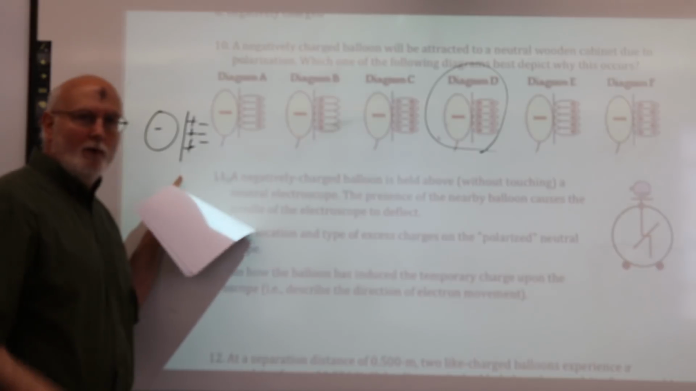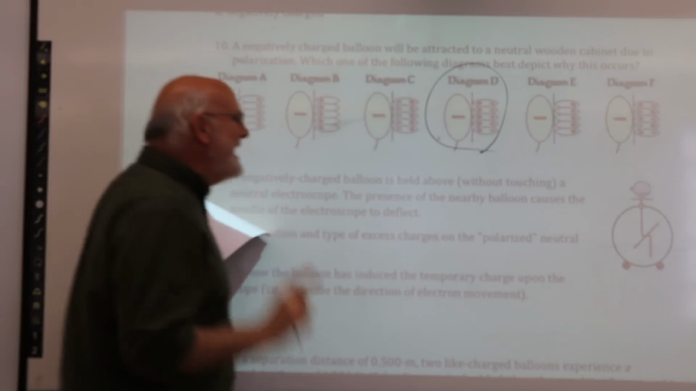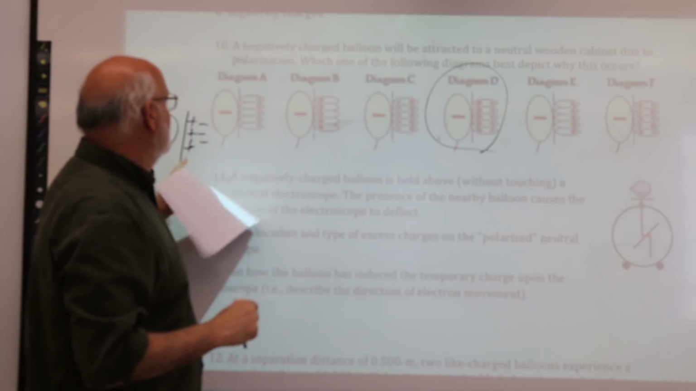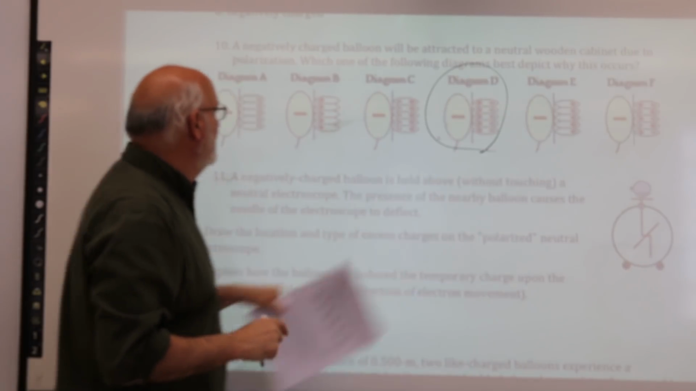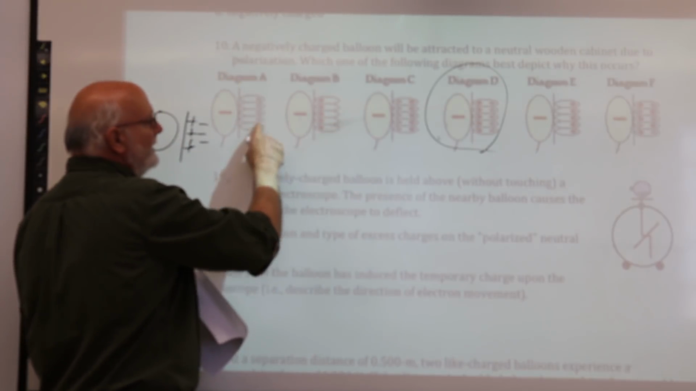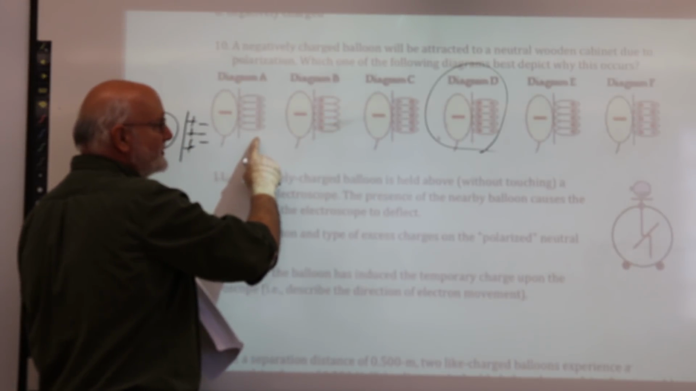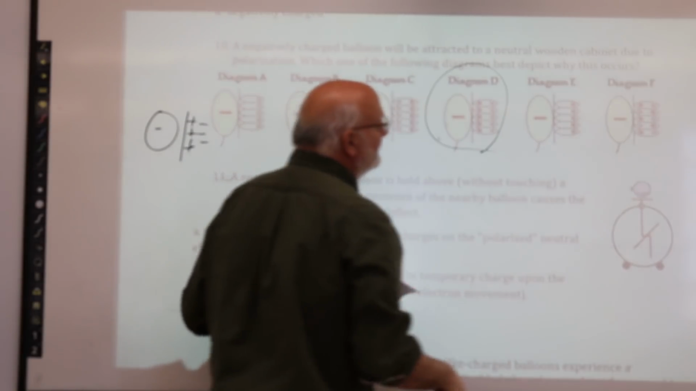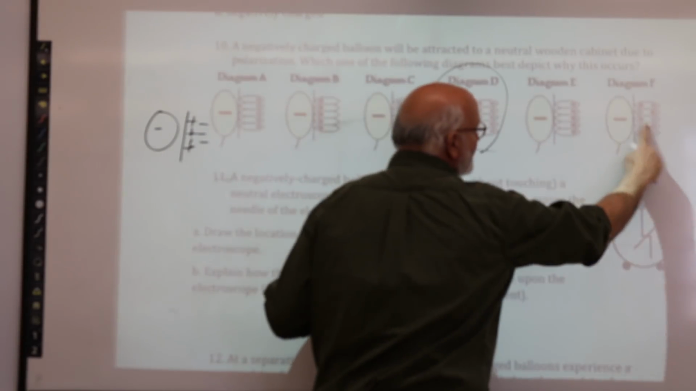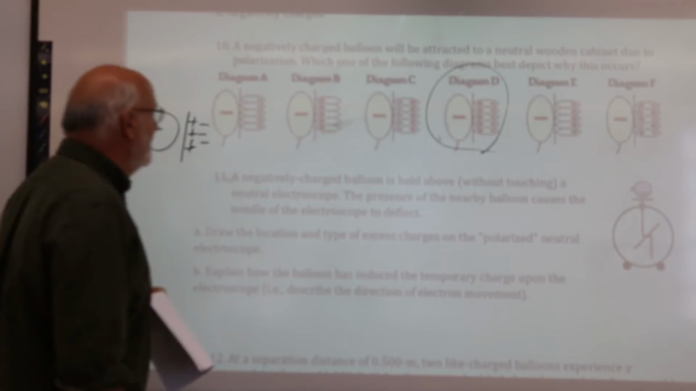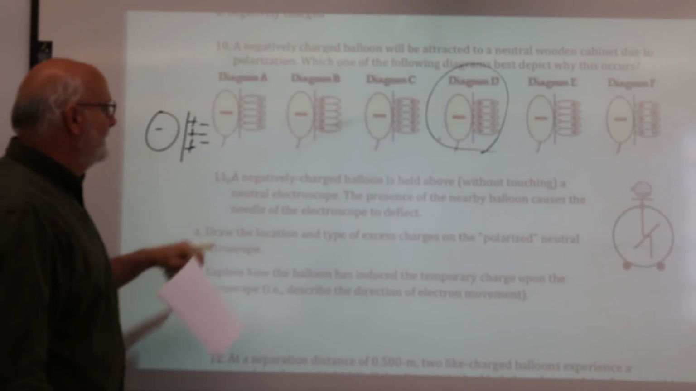Remember, if you work it out first, then look for the answer, it's a lot easier, okay? So do it first, then look for the answer. Remember, this one is not possible because it has only one charge, and a neutral object needs to have both charges. This guy's no good because positives and negatives are sort of mixed, and this one has a negative next to a negative. Let's move to 11.